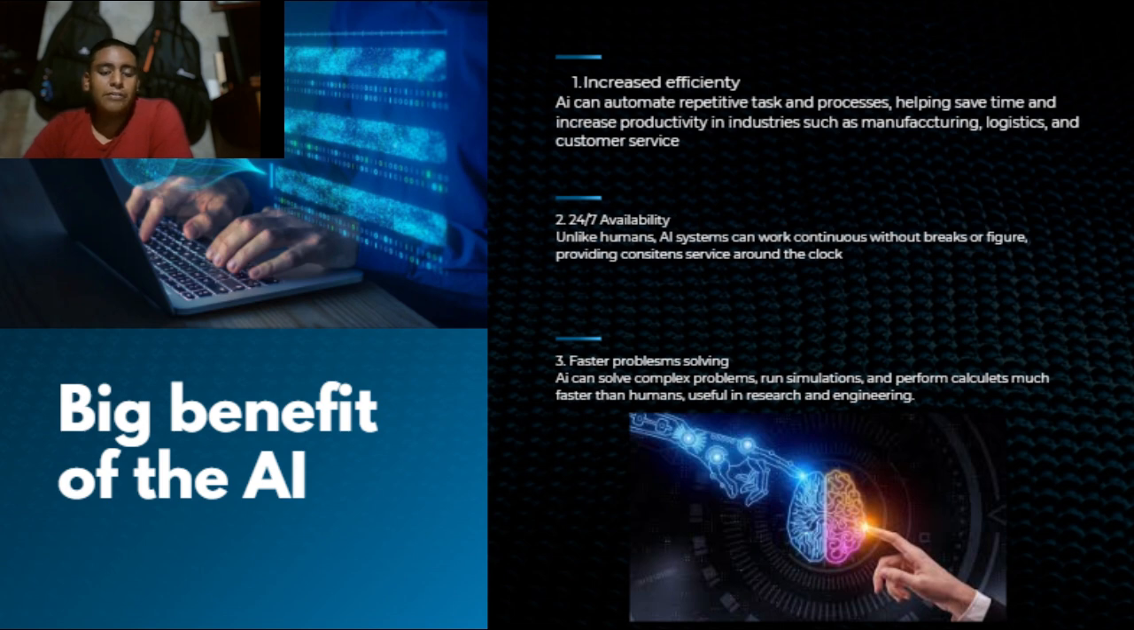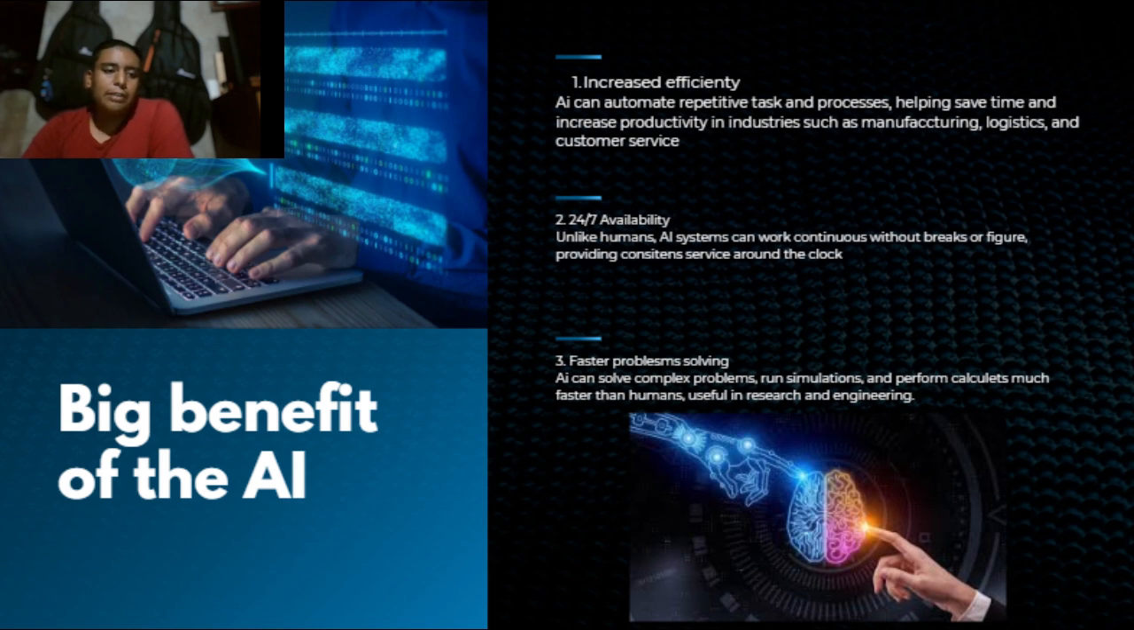First, let's talk about efficiency. Artificial intelligence can automate repetitive tasks and processes that would normally take a lot of time if done by a human. For example, in a factory, AI can control an assembly line, making sure everything works properly without interruptions. This saves time, reduces human errors, and boosts productivity. AI can also be applied in logistics, for example, automating delivery routes, or in customer service, such as chatbots that can answer basic questions without human intervention.